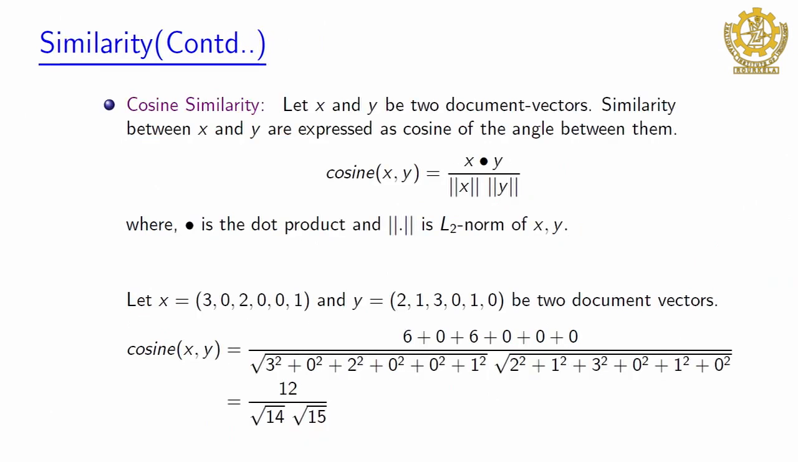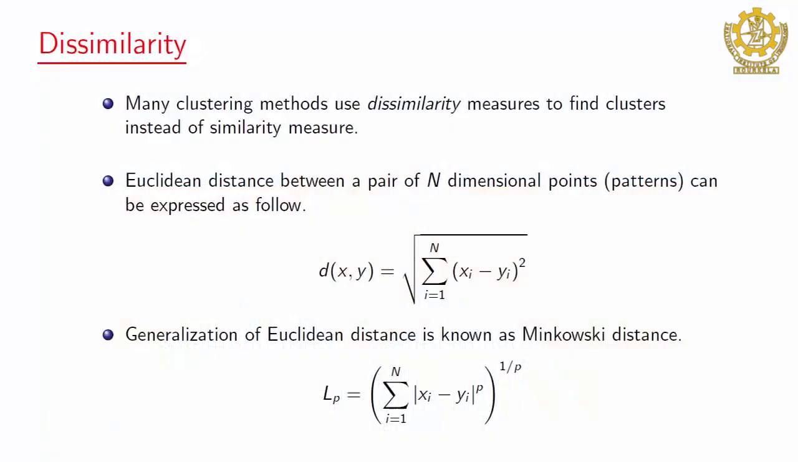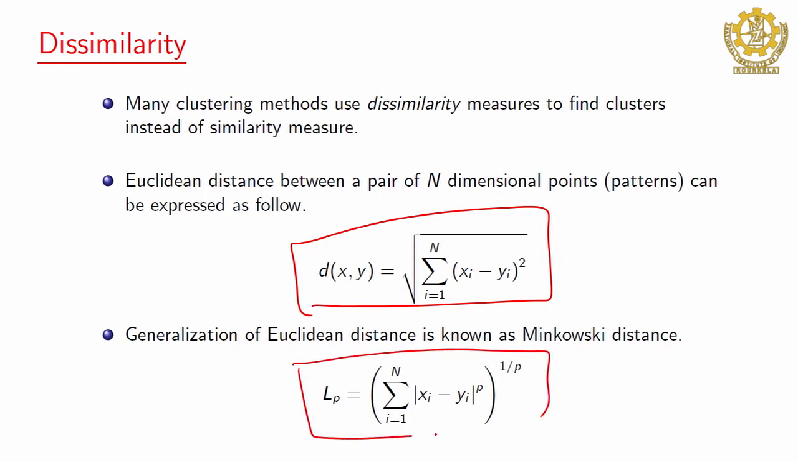Similarly, we studied the cosine similarity. Suppose you have the objects x and y, how do you compute the similarity between two documents? We computed the cosine similarity. Not only that, we also computed the dissimilarity. One example is the Euclidean distance, which is a kind of dissimilarity measure, and there is also something called the generalized Euclidean distance.